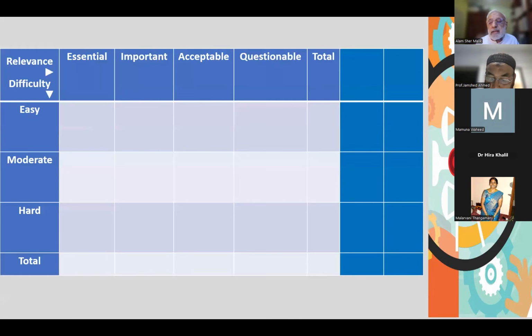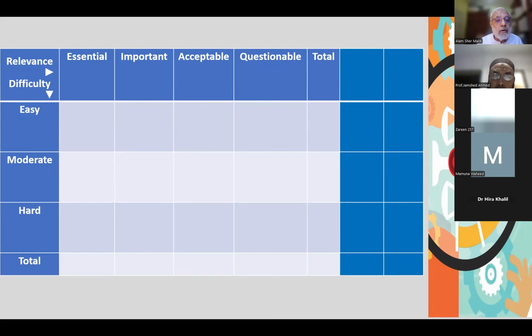So this would be like a table where horizontally we have the relevance: essential, important, acceptable, and questionable. And then in the column going down are the 3 categories of easy, moderate, and hard. So we make a table like this, right? And then obviously we will identify the questions and put them in the relevant cells. I'll show you how we do it.